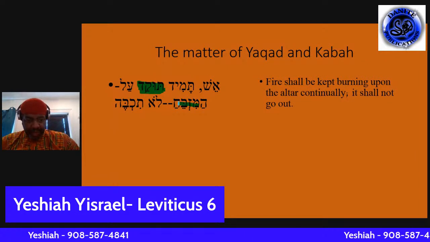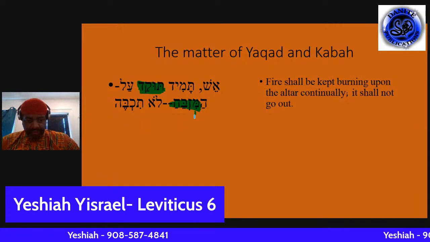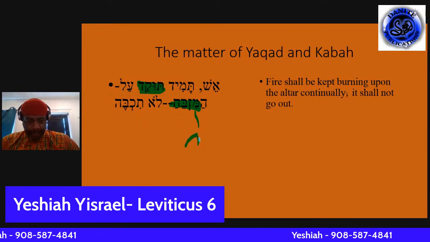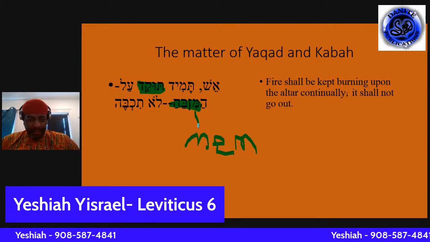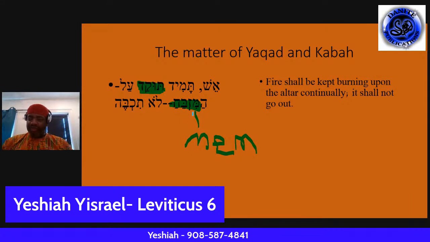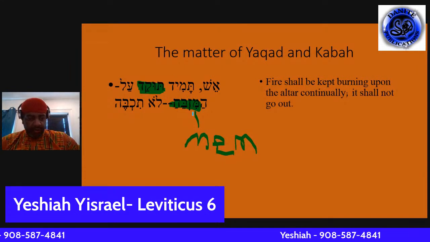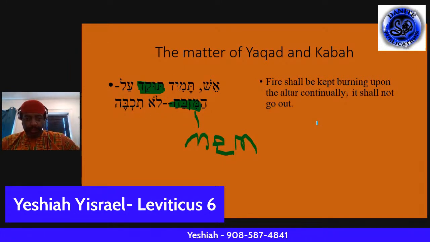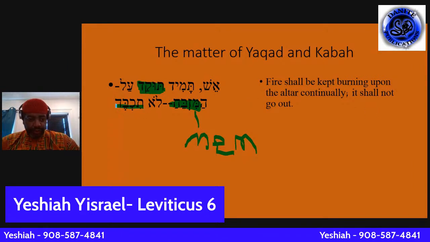We explained the word mizbeak last week from the word zabak, which means to slaughter, a verb, by putting a mem in front of it, as we see here. The letter mem makes that verb zabak into a noun. So zabak means to slay or slaughter. Mizbeak means altar, because on the altar is where things are slaughtered. Lo tikbe.